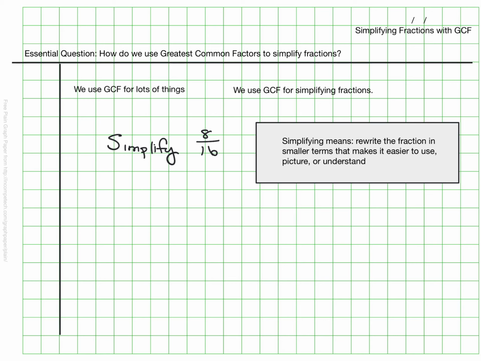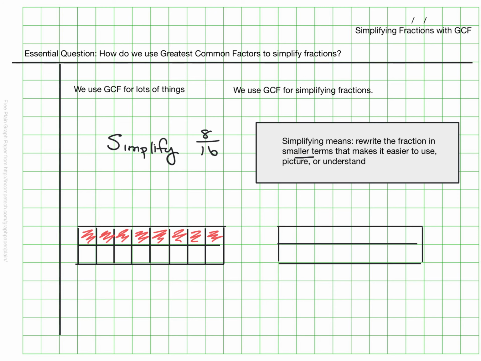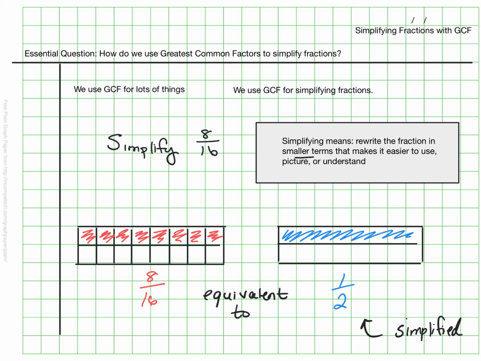Sometimes a fraction can be hard to work with or visualize in its original form, and we want to simplify it by rewriting it in smaller terms that makes it easier to understand. If I say 8/16, it might be hard to visualize it. Right here I've gone ahead and drawn it. It might be hard to visualize, but I bet it's a lot easier to visualize 1/2, right? And these actually mean the exact same thing. 8/16 is equivalent to 1/2. 1/2 is just the simplified version of it.